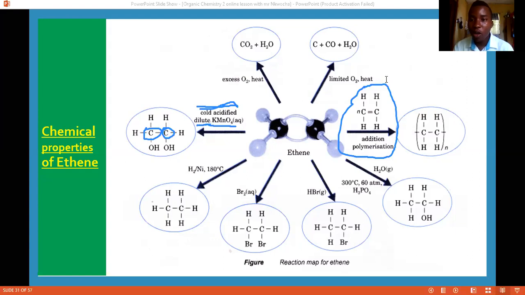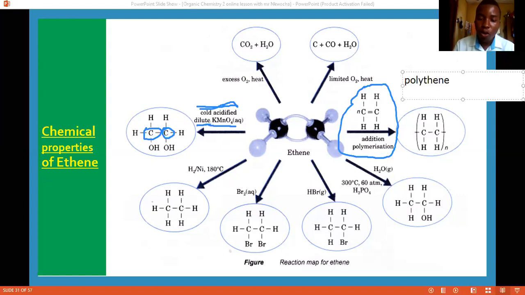Can you spell polythene? Obviously, I trust you. Polythene. Another person will spell it polyethene, but you are still saying the same thing. It's just English spelling. This is the most important reaction of alkenes because the alkene is converted to a series of multiple chains, which is called a polymer. So this is called polythene.